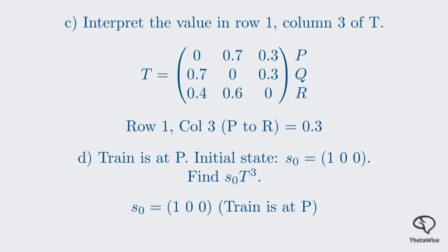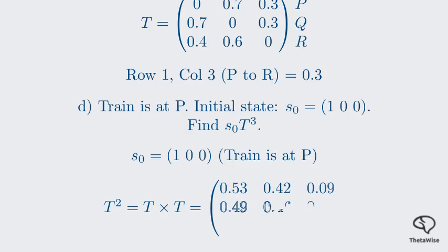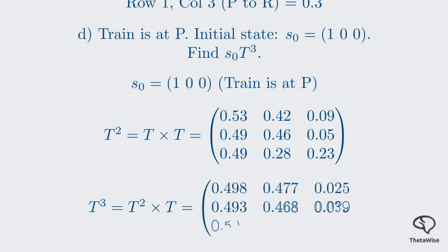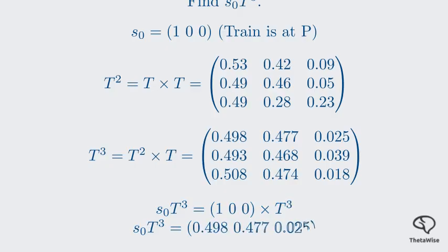First, let's find T squared by multiplying T by T. Multiplying our T matrix by itself gives us T squared. This matrix contains all the probabilities of transitions occurring in 2 steps. Next, we find T cubed by multiplying T squared by T. Finally, we multiply our initial state S0 by T cubed. Because S0 is 1, 0, 0, multiplying by T cubed simply gives us the first row of T cubed.